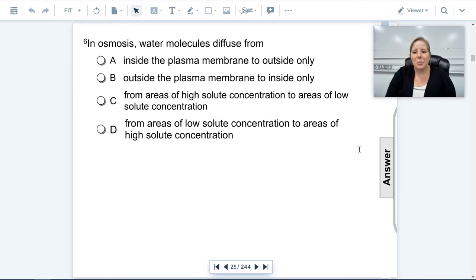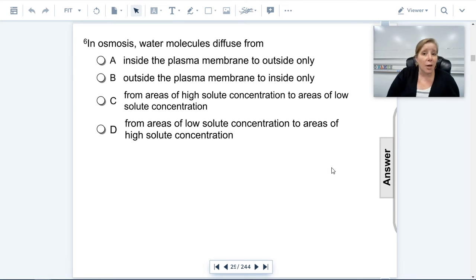Okay, so in osmosis, water molecules diffuse from inside the plasma membrane to outside the plasma membrane, or outside to inside only, from areas of high solute concentration to areas of low solute concentration, and from areas of low solute concentration to areas of high solute concentration. Okay, so osmosis is a passive transport.